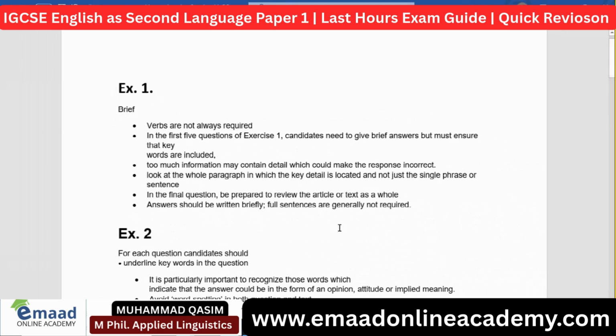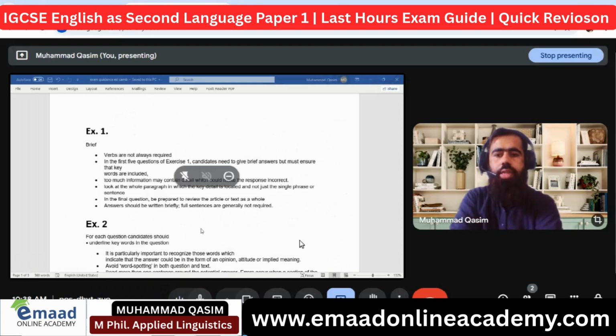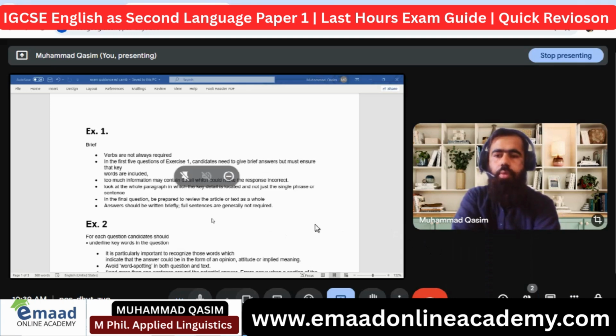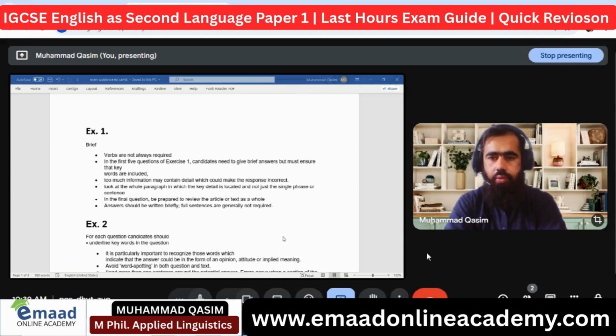But avoid adding too much information, because extra information can sometimes negate your correct answer. It can make your correct answer incorrect. And do not simply study or read the exact words that you find, what we call word spotting. Do not look at only the single word or even the single sentence. Rather, look at the whole paragraph, because there can be some distracting information as well. So you need to be careful about the distractors in this exercise.